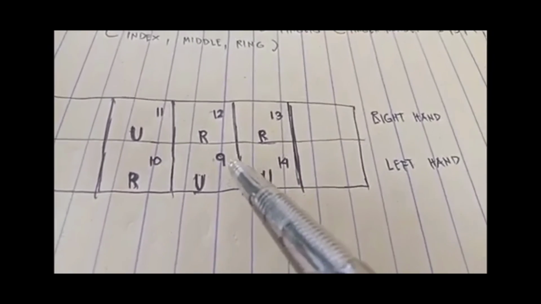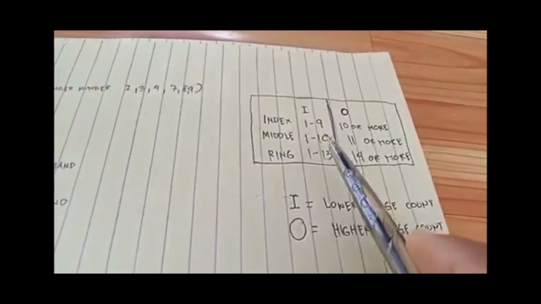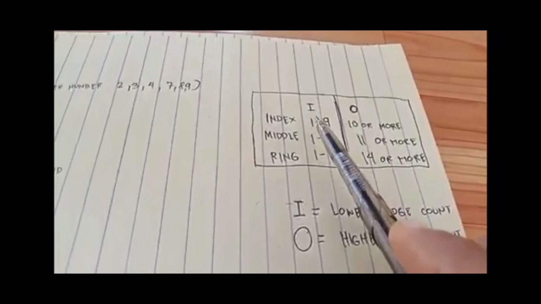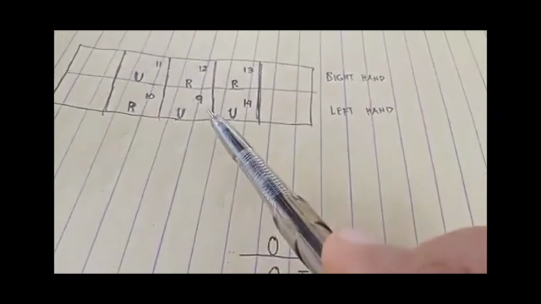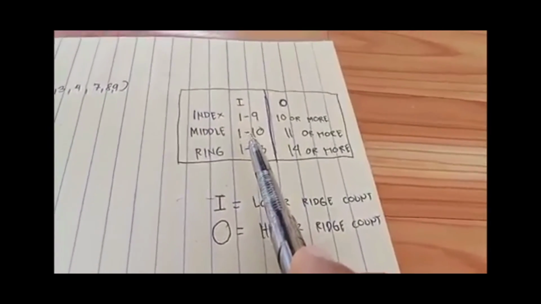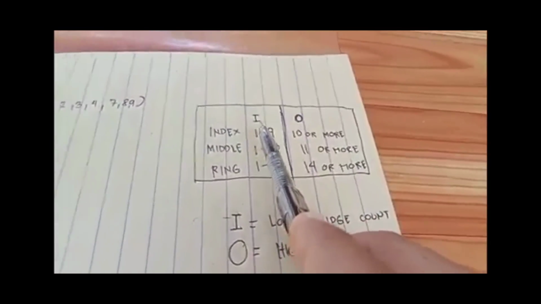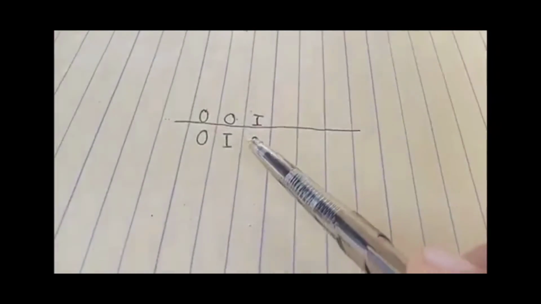And in the left hand middle finger, it has a ridge count of 9, and this is an ulnar loop. If we look back, it has a symbol of letter I because it has only 9 ridge count. In the middle finger, if it is 1 up to 10, it has an I symbol. So I wrote I here.